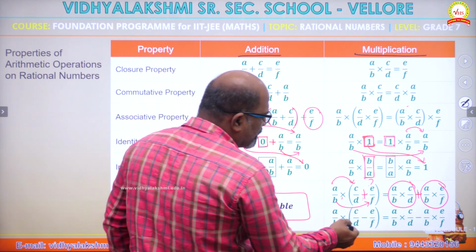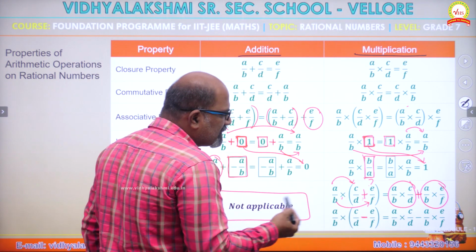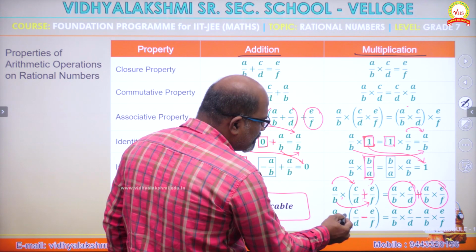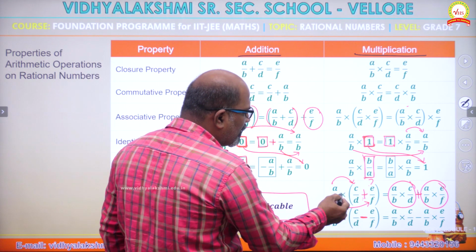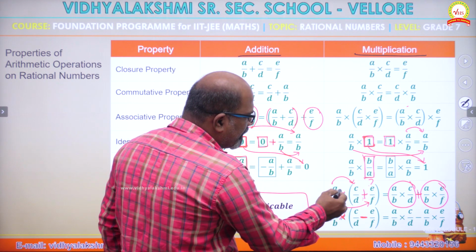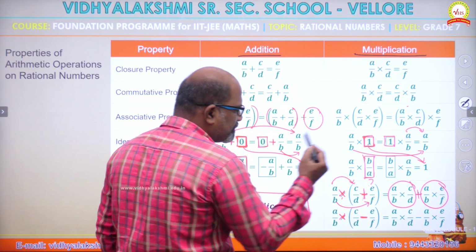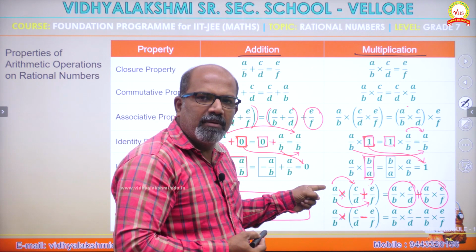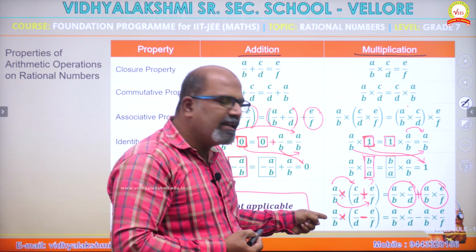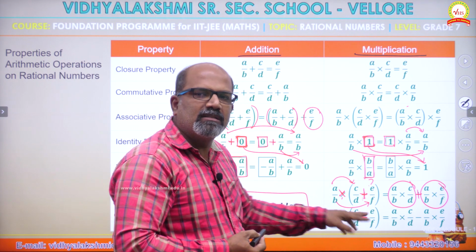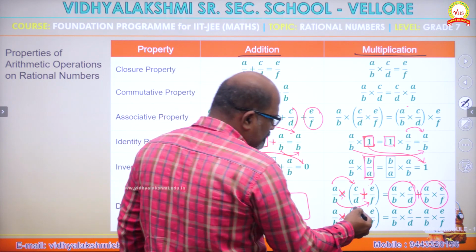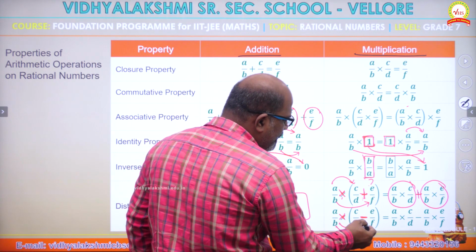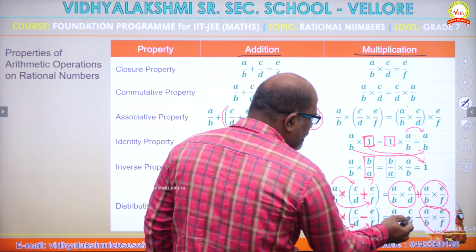Then in the case of subtraction, here we are having minus, no? Because of that, this is called the distributive property of multiplication over subtraction, whereas this is called the distributive property of multiplication over addition. There are two distributive properties. One is the distributive property of multiplication over addition. Here, the distributive property of multiplication over subtraction. So the same thing, A by B into C by D minus A by B into E by F.